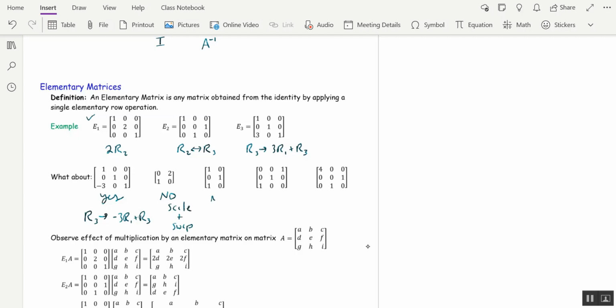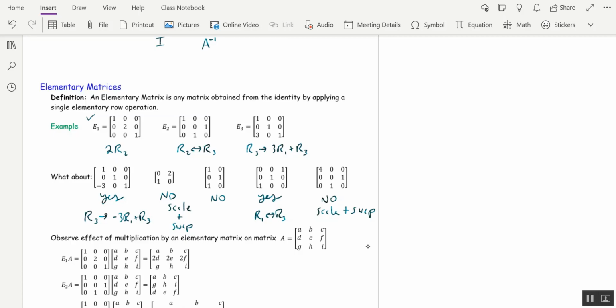Third one is super easy. No, you can't have a non-square matrix. An elementary matrix has to be square because you get it from the identity matrix. Fourth one, this is a yes. I just swapped rows 3 and 1. And this last one, again, is a no. There were 2 operations going on. That was a scale of row 1 and a swap of rows 2 and 3.